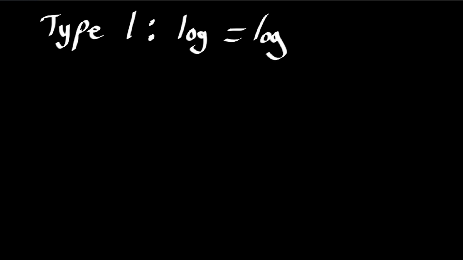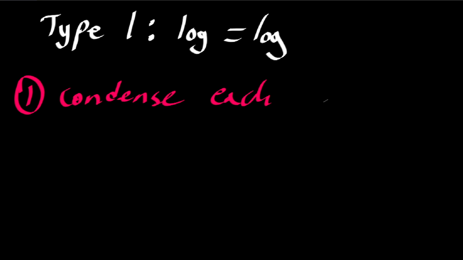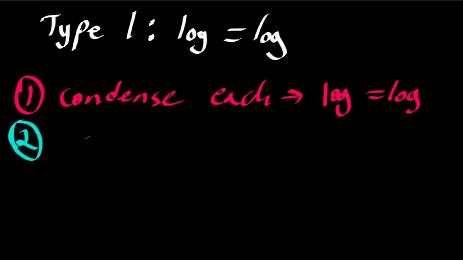Now there's basically a one-to-one property that says if that happens, here are our steps. The first step is to condense. We want to make sure we condense each side, which means there's a single logarithm on both sides. So once again, you want a log equal to a log. If you need help with the condensing, I have a video that I've uploaded over that, so be sure to check that out.